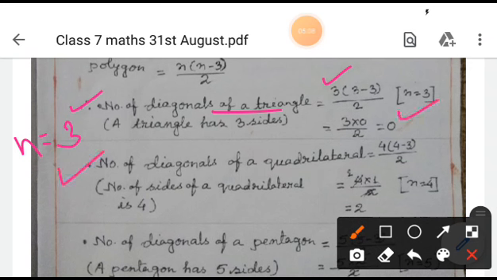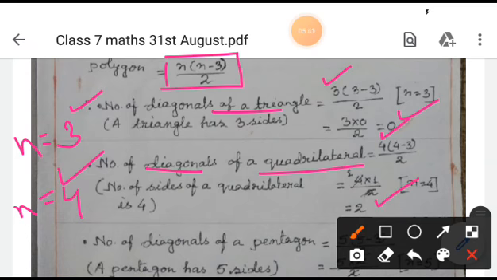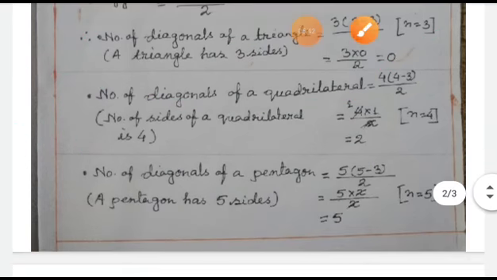Next, we calculated the number of diagonals of a quadrilateral. Now, what is a quadrilateral? A quadrilateral is a polygon having 4 sides. So here n will be equal to 4. In this formula you need to put the value of n according to the type of polygon given. In a quadrilateral we know that n equals 4 because it has 4 sides. Putting n equals 4, we get 4 into 4 minus 3 by 2, and after calculation we get 2. I have shown you the calculations.